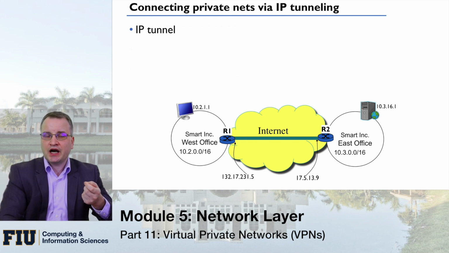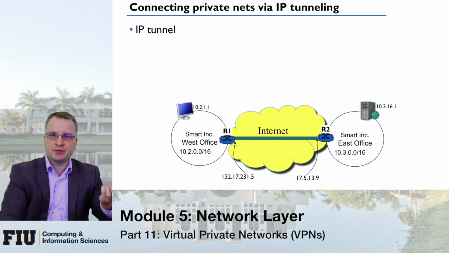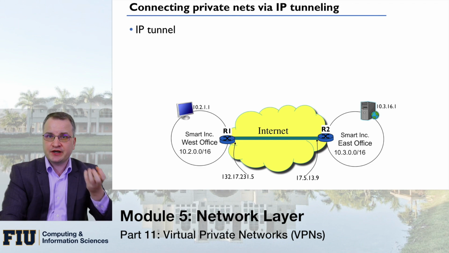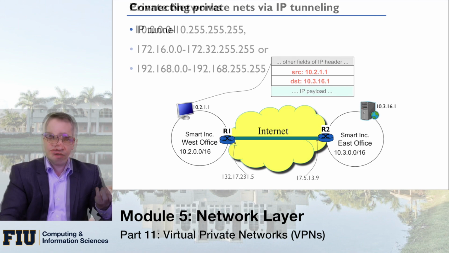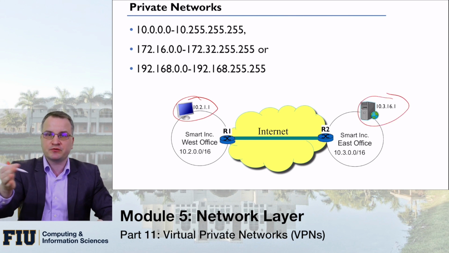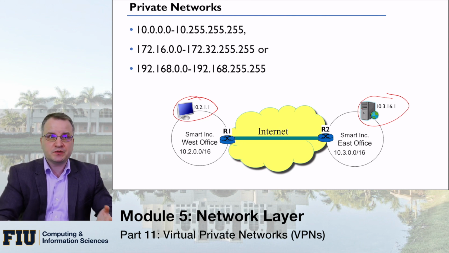A core idea behind all VPN solutions is some form of tunneling. For example, in the simplest case it can be done as a simple IP tunnel. As the sender who wants to send a packet across the network, you simply create the packet that you want to send. So for example, if you are 10.2.1.1 and you want to send a packet to a server that is far away, 10.3.16.1, your job is simply to create that packet.